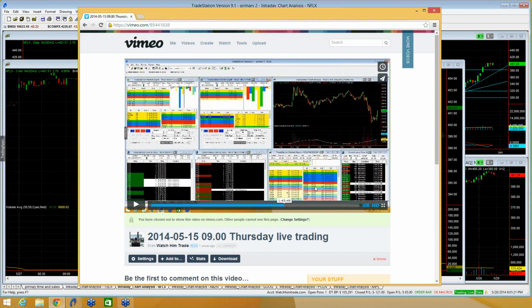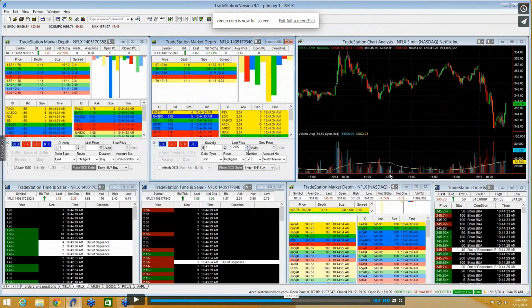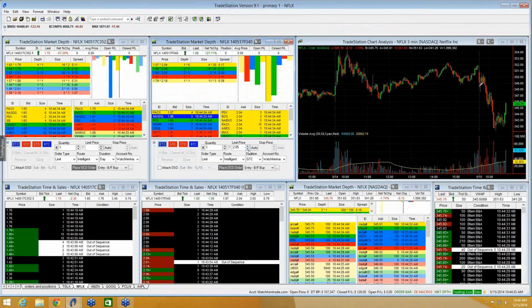Okay, final example here is from May 15th, and it's again dealing with Netflix. Now, what you're going to see here is Netflix was in a downtrend kind of all morning. It's about 10:45 when I make this trade, so over an hour into the day. But you can see this nice clean move on this particular day. Netflix opened around 350, but then came below it and made a solid move lower to 342.